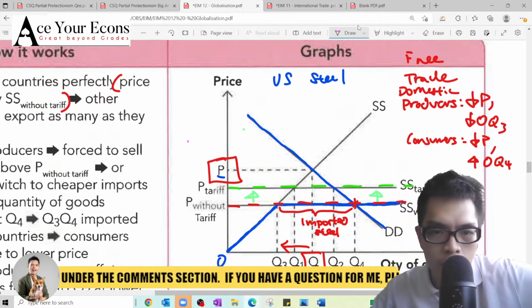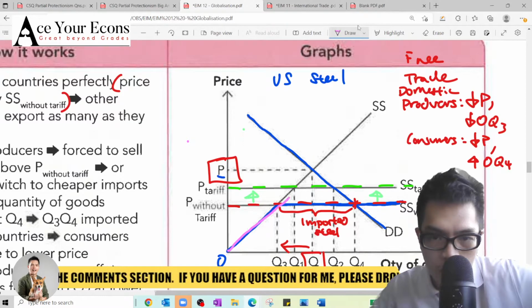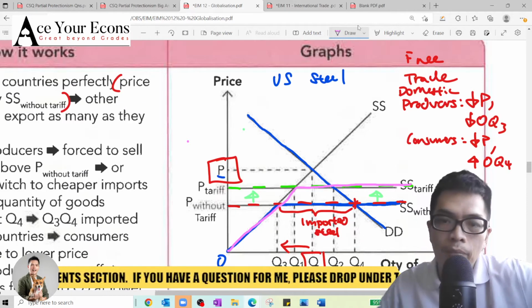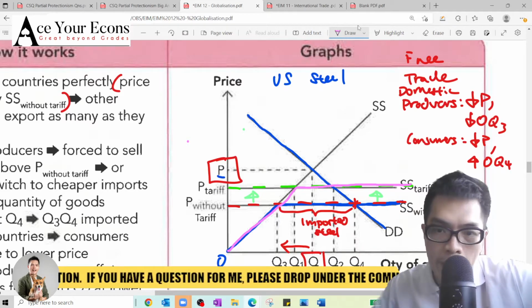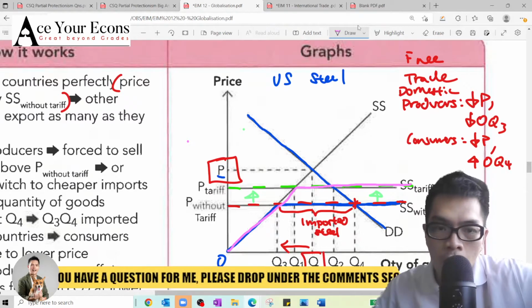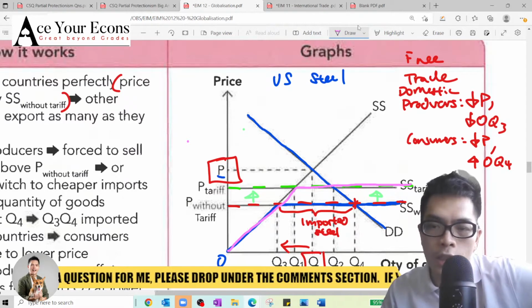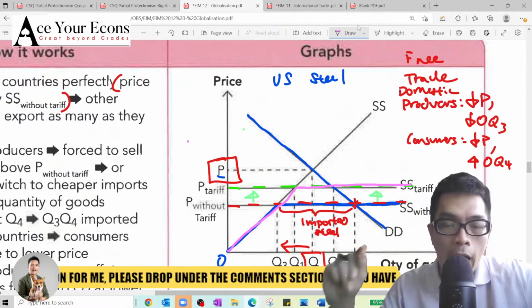The pink curve will be 0, Q1, and all the way to the right. So how do I get this pink curve? Very important. You must follow me step by step. We realize that your import tariff distorts the price of your imports by making it artificially higher.